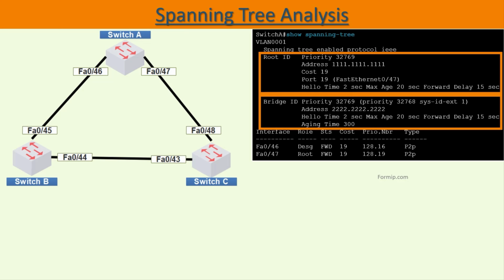Then the part below corresponds to the information of the local switch. In our example, this is switch A. We see its priority also set to 32769, and the sys-id-ext 1, which is the VLAN number. The priority is 32768, but the spanning tree will add the VLAN number to give us a priority of 32769, and we see the MAC address of switch A made up of 2.